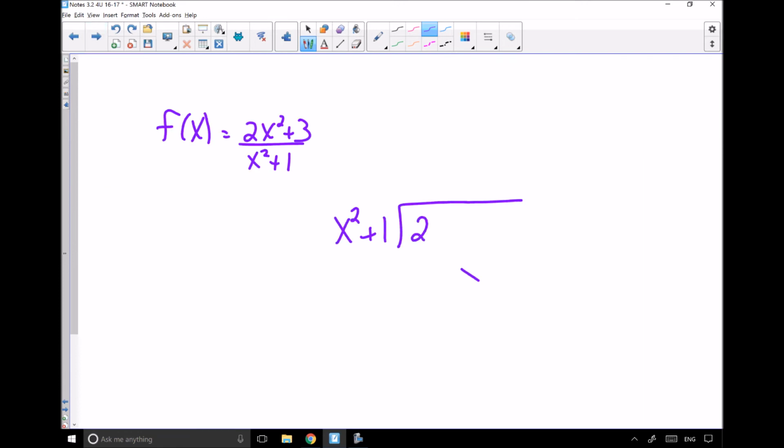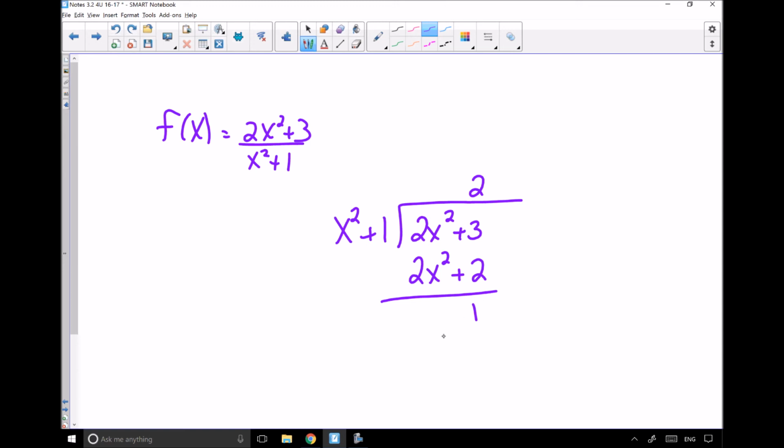So I'm going to figure out, well, how many times does x squared plus 1 go into 2x squared plus 3? Well, x squared goes into 2x squared 2 times. So 2 times x squared plus 1 is 2x squared plus 2. When I subtract it, I get 1. So I've got 2 with a remainder of 1.